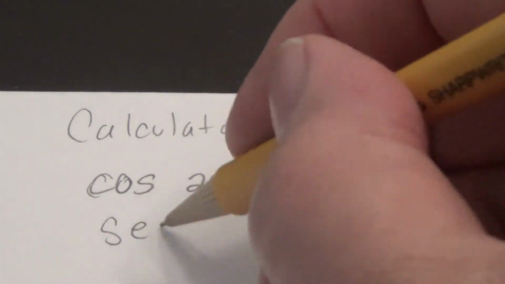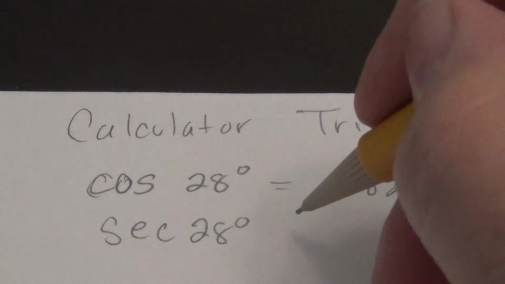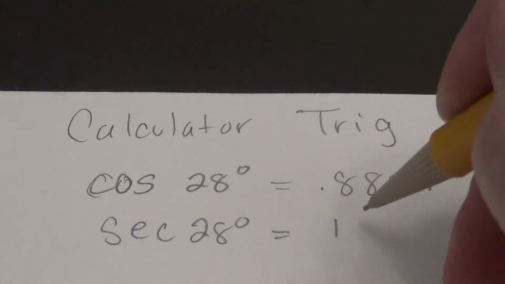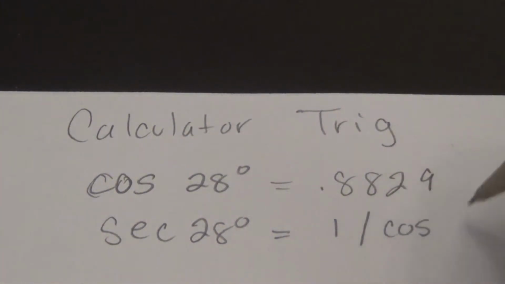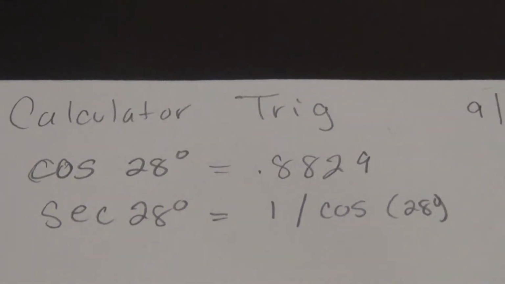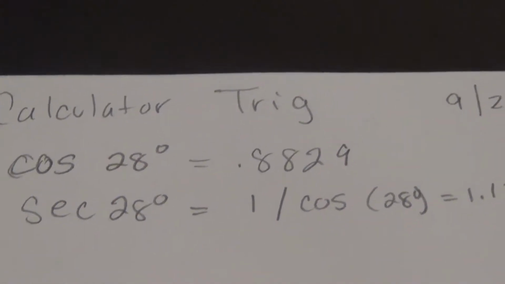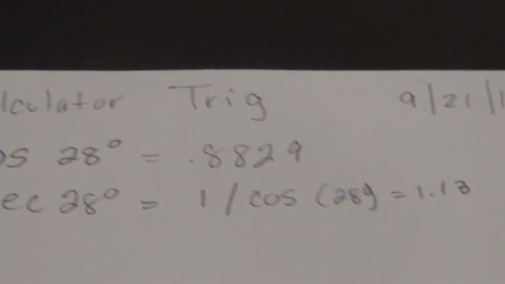What I want to discuss is secant of 28. Since there's no secant button, here is how I put it in. I say 1 divide cosine of 28, because cosine is on my calculator and cosine is the reciprocal of secant. So I can simply type in 1 divide cosine 28. If you do that, make sure you get 1.13 as your result.